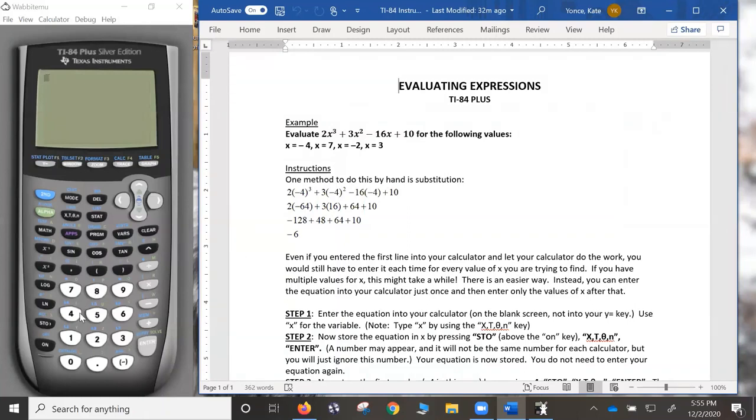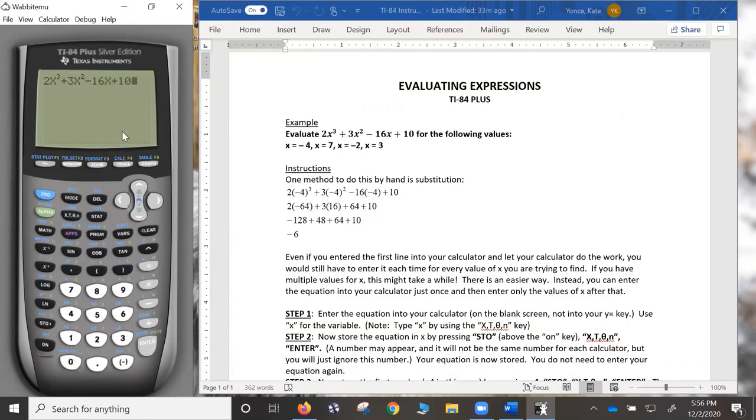Okay, so we're going to go to the calculator, and on our blank screen, not our y = screen, but on our blank screen, we're going to type this expression into our calculator. So 2, our x key is right here. Here's our power key, power of 3. Don't forget to arrow right one time to get off of our exponent so that we're now next to our x to the third. And then we'll type plus 3x squared, minus 16x, plus 10.